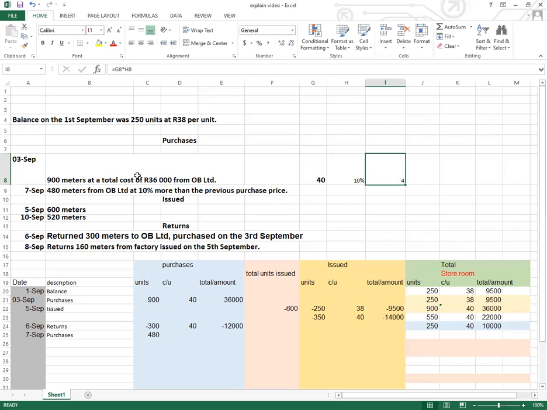And then, since they said 480 meter from the OPLTT at 10% more than the previous purchases, ne? We're going to add 40 rand with 4 rand, which is 44 rand, ne? 40 rand plus 4 rand is 44 rand, ne? 44 rand times number of units. We have 21,120, ne?